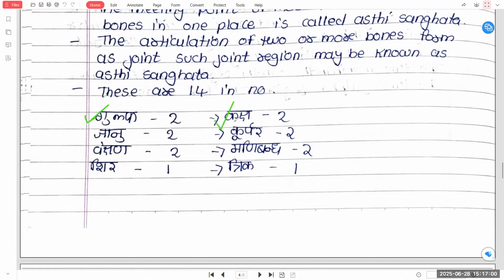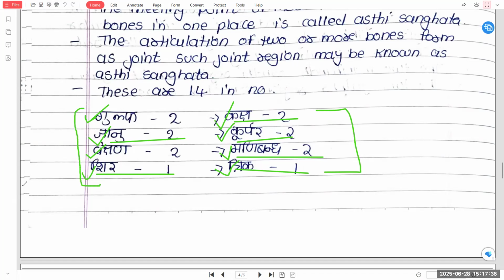Two are formed at the kaksha, or the axillary region. Two janu, that is the knee joints. Two purpara, that is the elbow joints. Two at the vangshan, or we can correlate this with the pelvic joint. Two are there in the manibandha. One joint at the shirva and prik, that is the shoulder joint. So this is how the 14 types of Sandhi are counted by Acharya Sushruta.